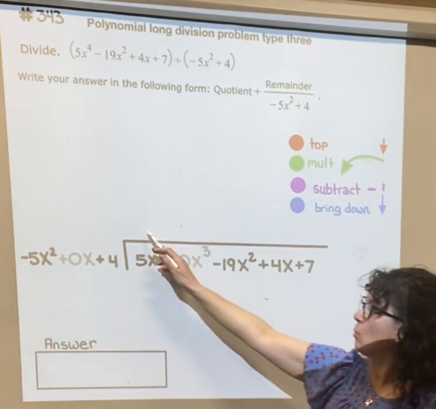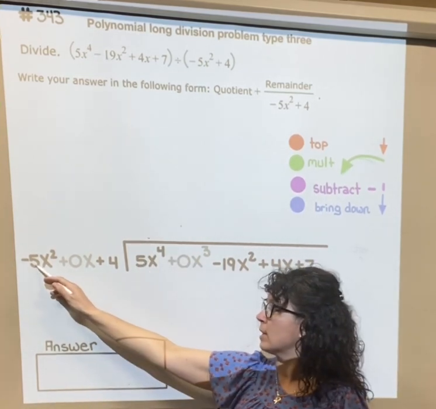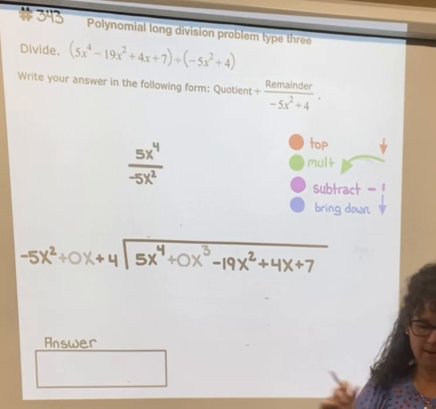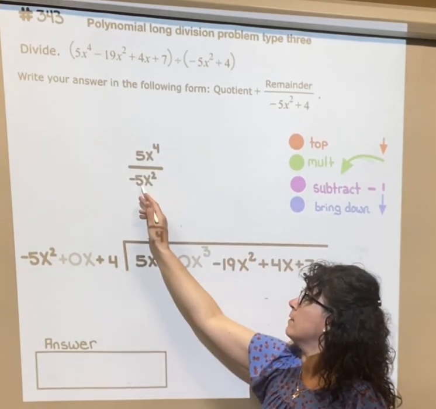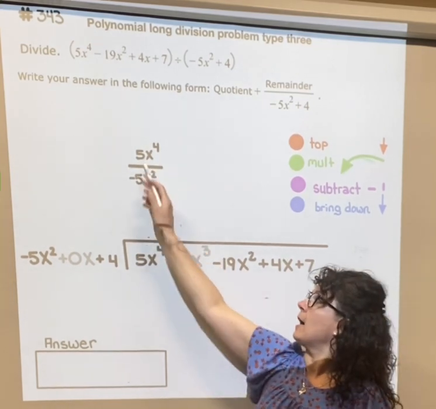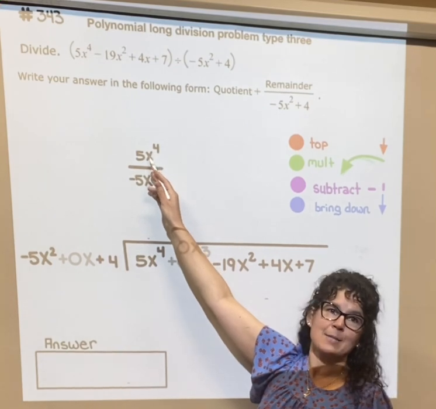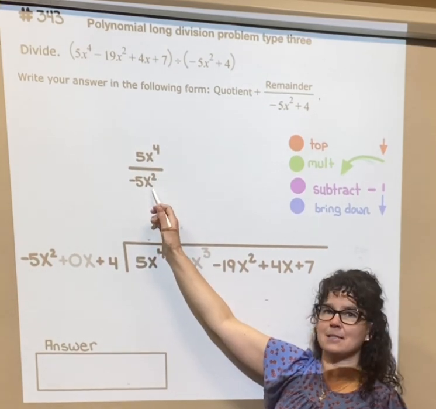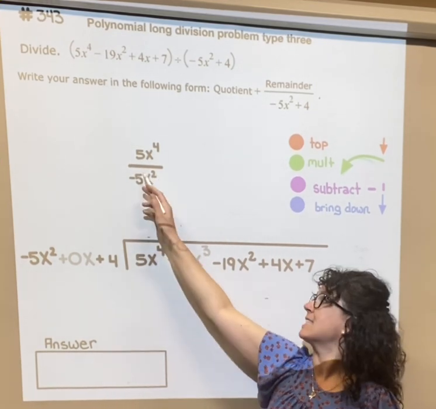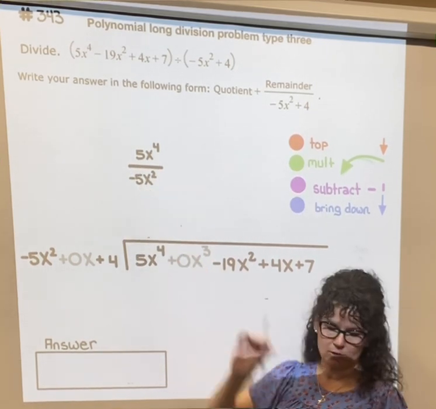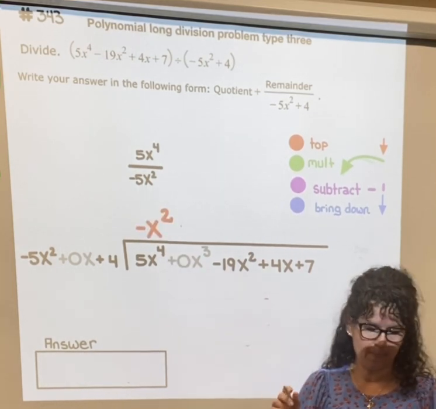I want to figure out what goes up here. So it's what's in front over what's in front. That's 5x to the fourth over negative 5x squared. 5 divided by negative 5 is negative 1. X times x times x times x over x times x. A couple of the x's cancel, and so I'll have x squared. So this is negative 1x squared, in other words, negative x squared.